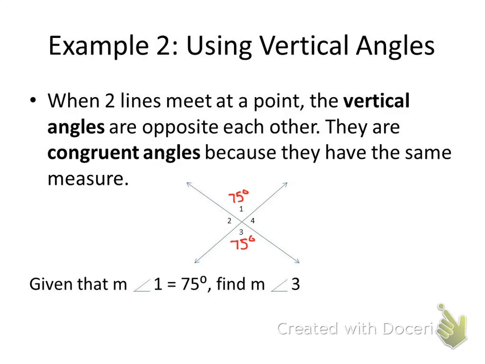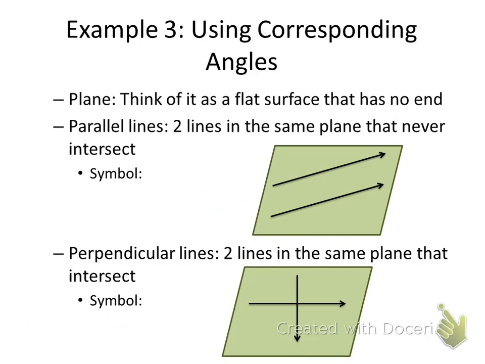Now let me ask you this. What would be the measure of angle 4? And why? What would be the measure of angle 4 and why? The measure of angle 4 is 105 degrees because the two angles are adjacent supplementary angles. All right. Now moving on to example 3.